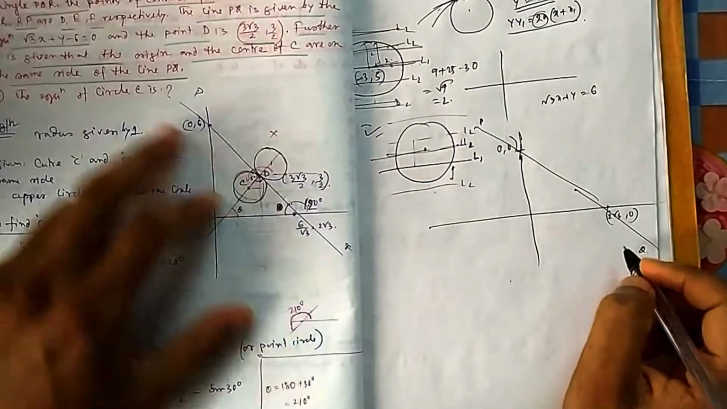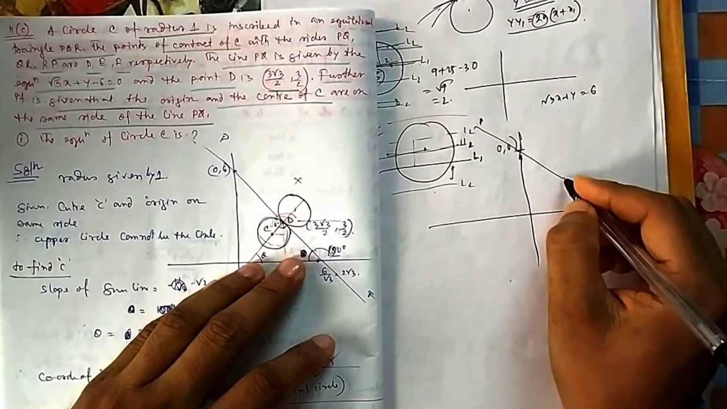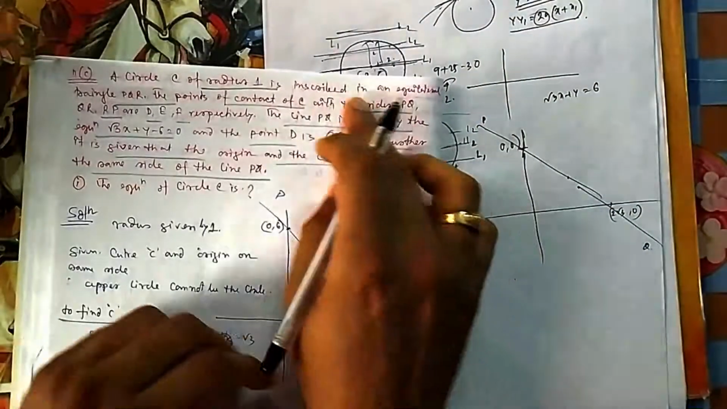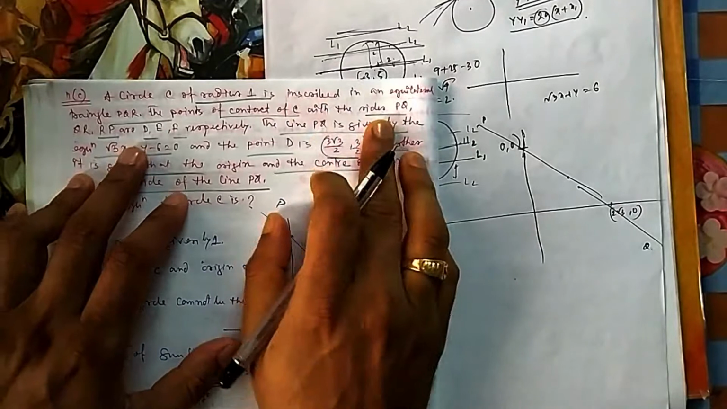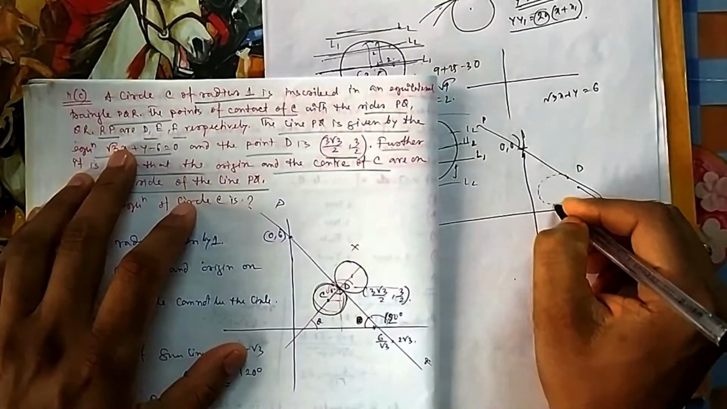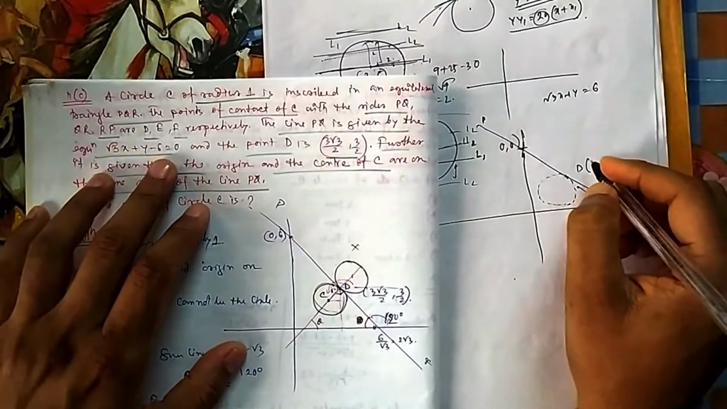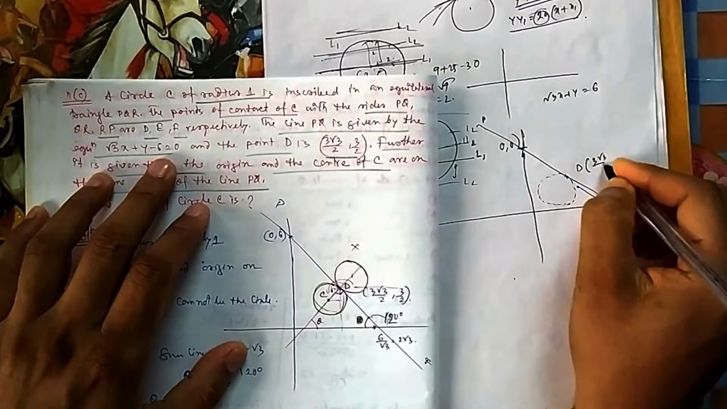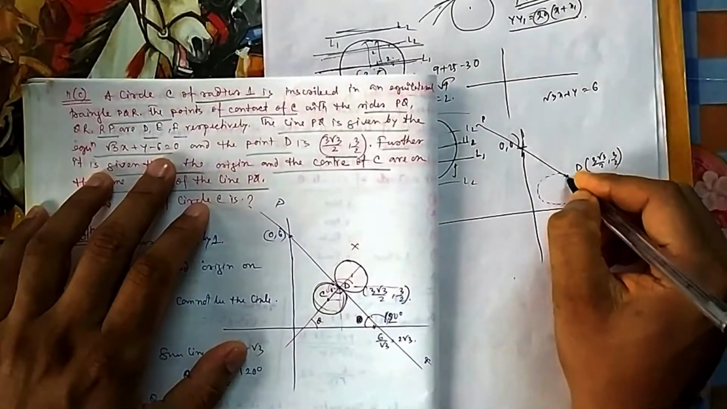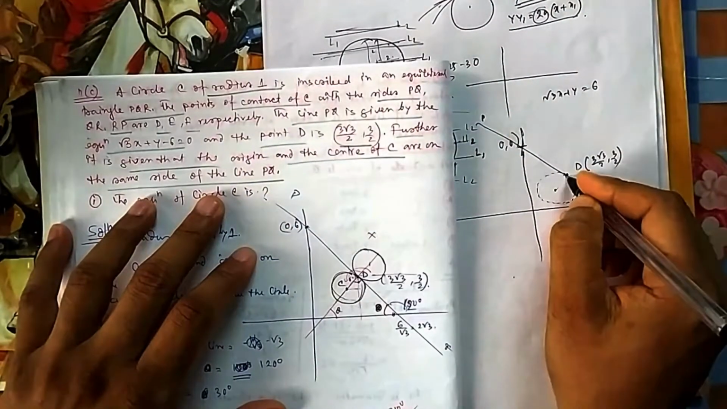And there is the point 3 root 3 by 2 comma 3 by 2, because the circle of radius 1 is touching it at the point D. So this is the point D and this is the circle. Right now I don't know whether the circle will touch the x-axis or not. This is the point at which it is touching. One thing I know: the radius is 1.